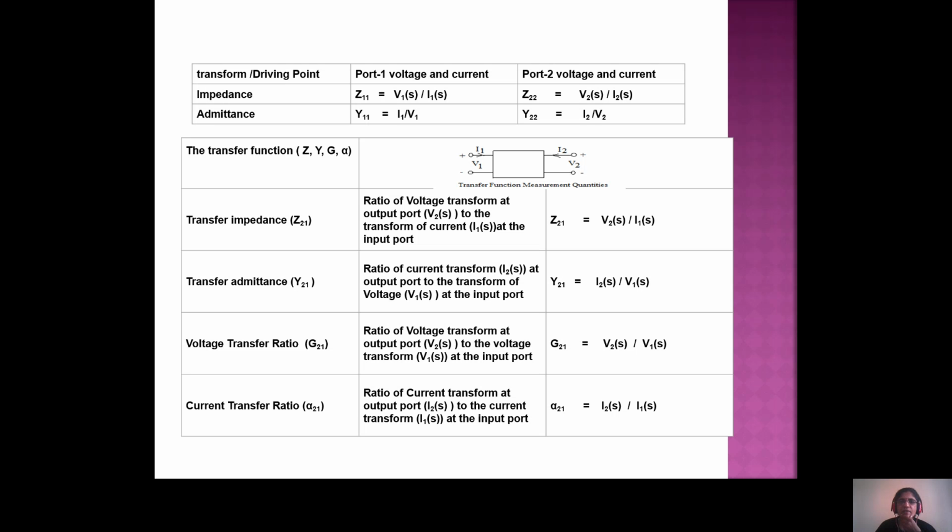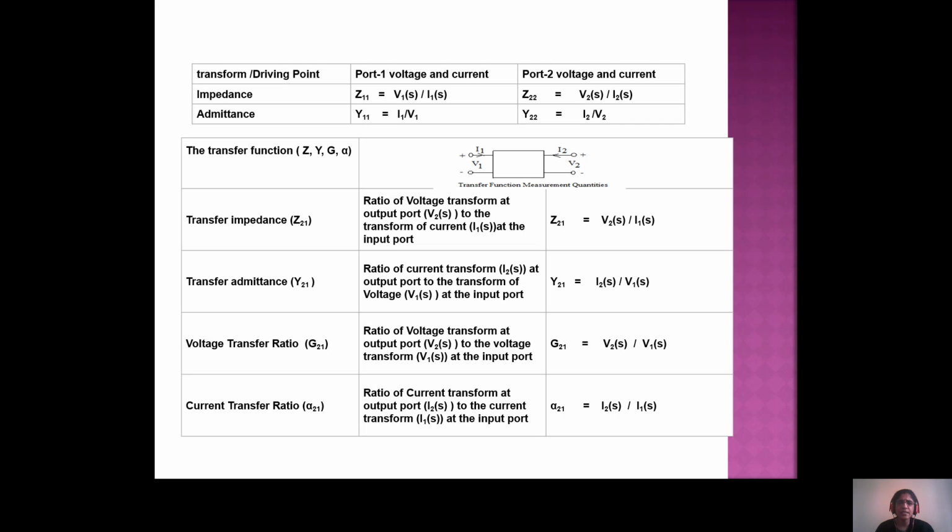When the transfer functions are Z, Y, G and alpha, then you have to take V1, I1 and V2, I2 up to the transfer functions of Z21 and Y21. Transfer admittance is Y21, denoted by voltage transfer ratio G21, current transfer ratio A21 or alpha 21. Transfer impedance means the ratio of voltage at the output port to the current at the input port. That is Z21 is equal to V2 of S by I1 of S. And second, transfer admittance means the ratio of current at the output port to the voltage at the input port. So Y21 is equal to I2 of S by V1 of S.